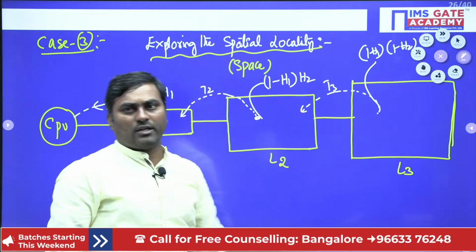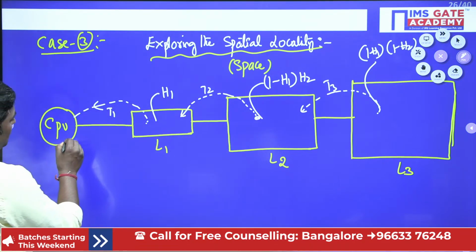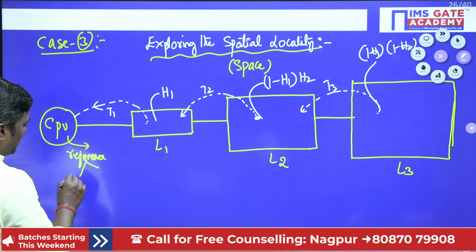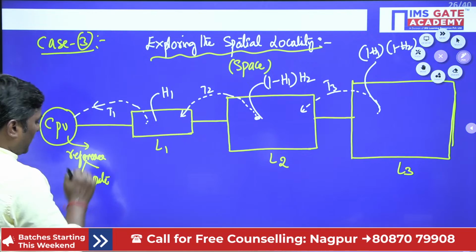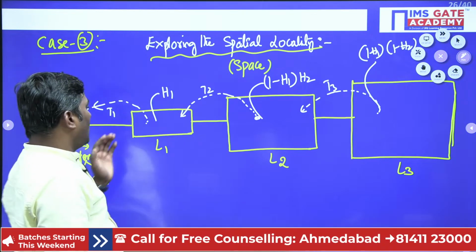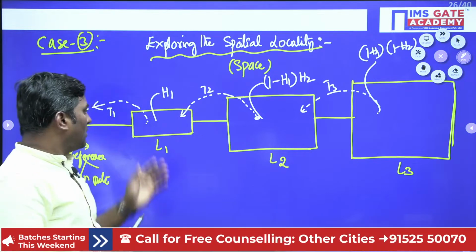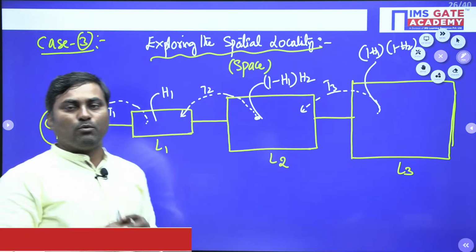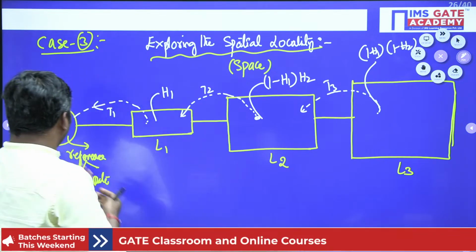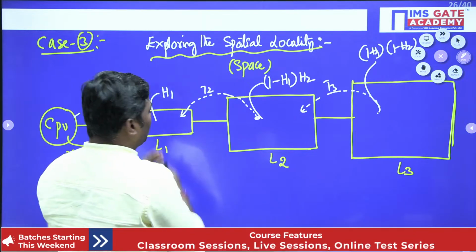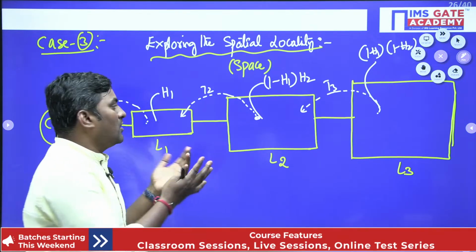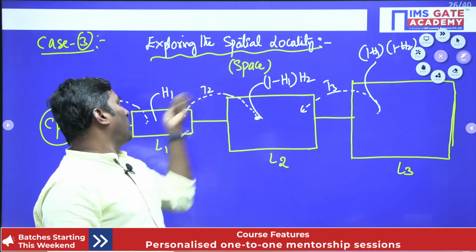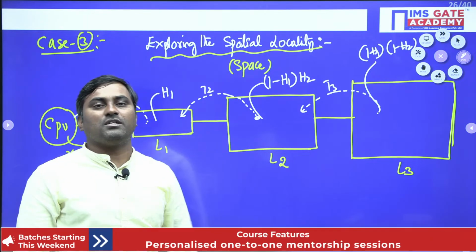What does spatial locality mean here? Whenever a reference comes from the CPU to fetch an instruction or data, reading or writing, I try to search in level 1. If it is there, I give it to the processor. Fine, only T1 time is required. Second case: whenever a reference comes, I try to search in level 1. If it is not present, that means a miss. A miss occurs, so I have to go and search for that particular word, and the word is transferred from level 2 to level 1 and given to the processor. This is what was previously discussed.